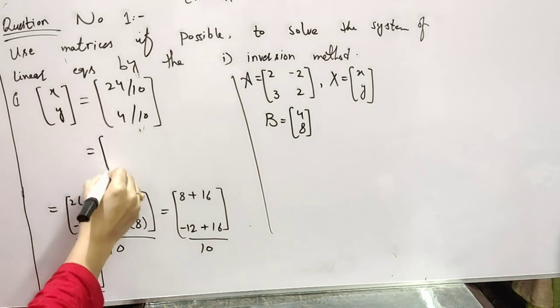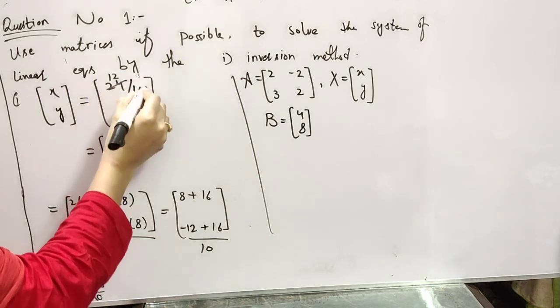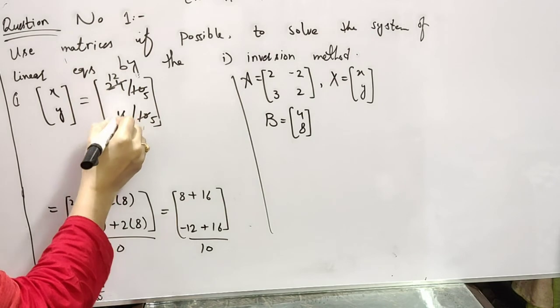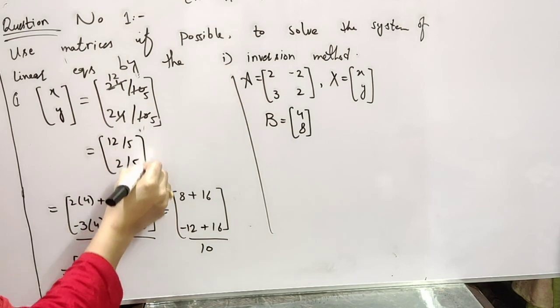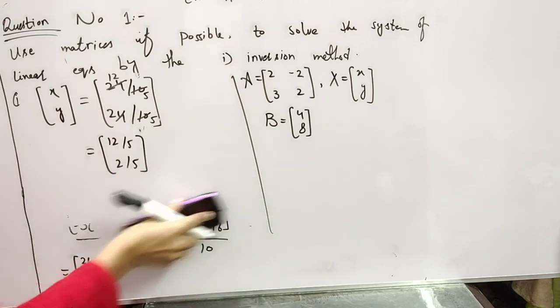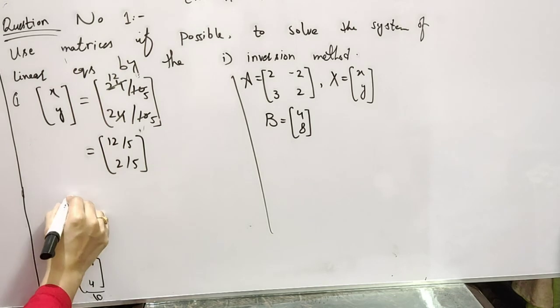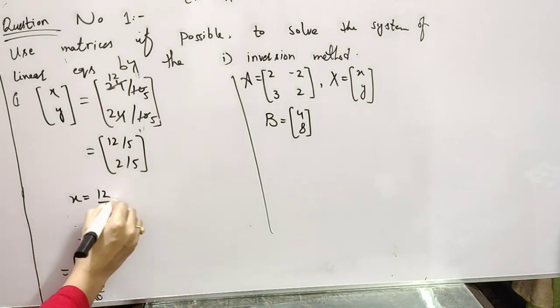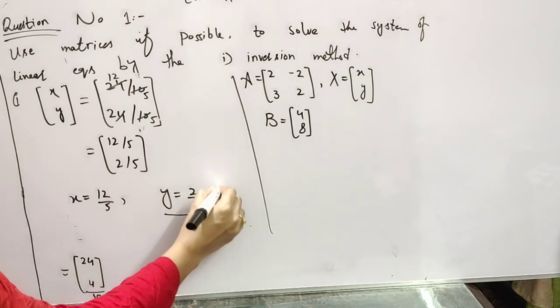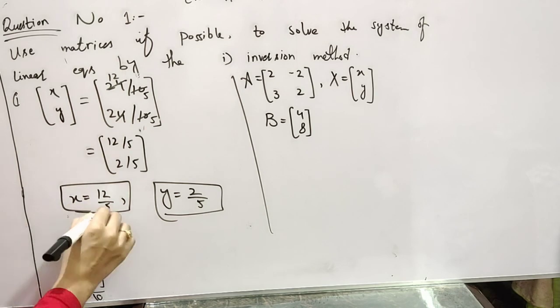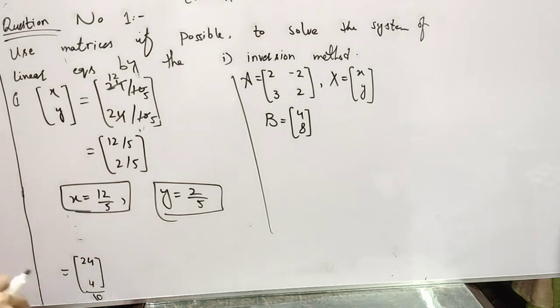This will be equal to, 2 12s are 24 and 2 5s are 10, and 2 2s are 4. So 12 by 5 and 2 by 5. The value of x is equal to 12 by 5, and the value of y is equal to 2 by 5. This is the answer for the x and y variables. So the first question is solved. The next part we will solve in our next video, inshallah.